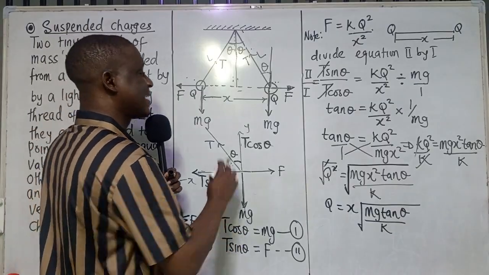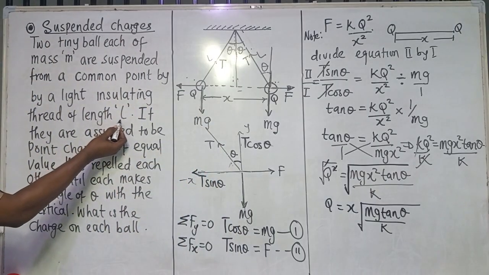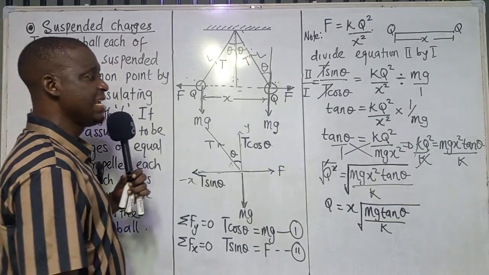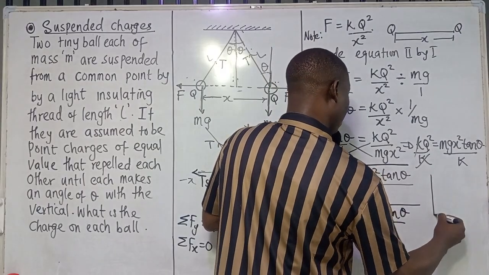But remember, X is not given in the question. Look at it now. We're not given X in the question. We're only given length. If you draw your length diagram, this is what we'll be having.